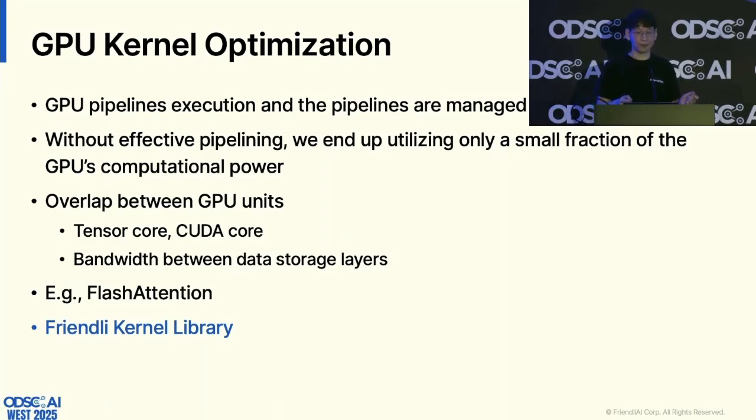And we also have to be careful about how we handle numerical precision in handling dynamic tensor shapes. FlashAttention is a great example here. FlashAttention carefully restructures attention computation to maximize memory locality and overlap operations, thus improving both speed and efficiency. We have our own Friendli kernel library, which is our own optimized kernels for GPUs.